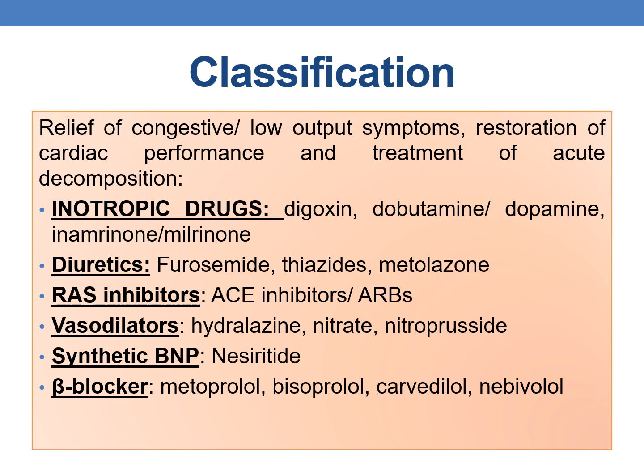RAS inhibitors are ACE inhibitors or angiotensin receptor blockers. The vasodilators used are hydralazine, nitrates and nitroprusside. Synthetic natriuretic peptide BNP is nesiritide. And beta blockers used are metoprolol, bisoprolol, carvedilol and nebivolol.